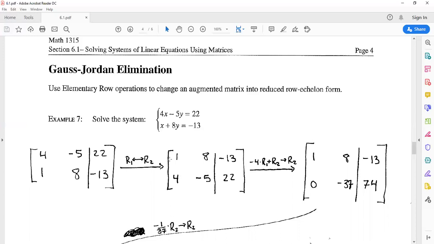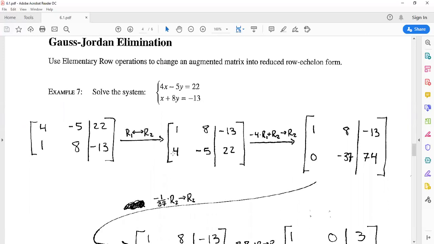Okay, and so we're going to work column by column when we do this Gauss-Jordan elimination. Now that I have a leading 1 in my first column, I would like everything else in that column to be a 0. In particular, this number 4 down here, I would like to get rid of that. I would like it to be a 0, okay? And so what I can do is take the second row and add to it -4 times the first row.